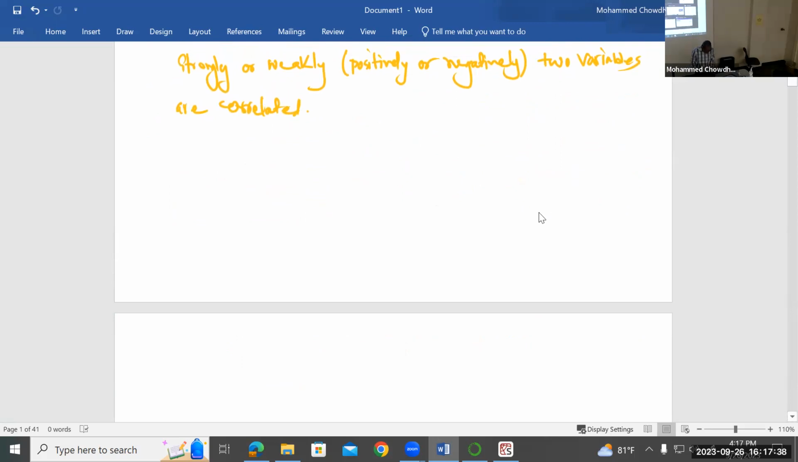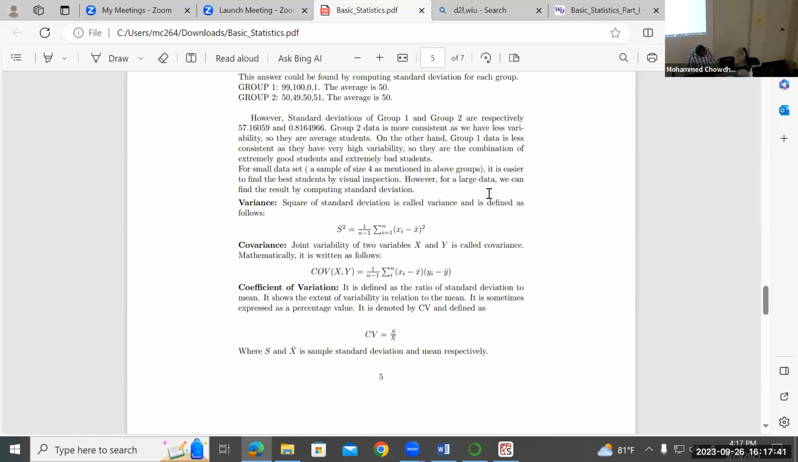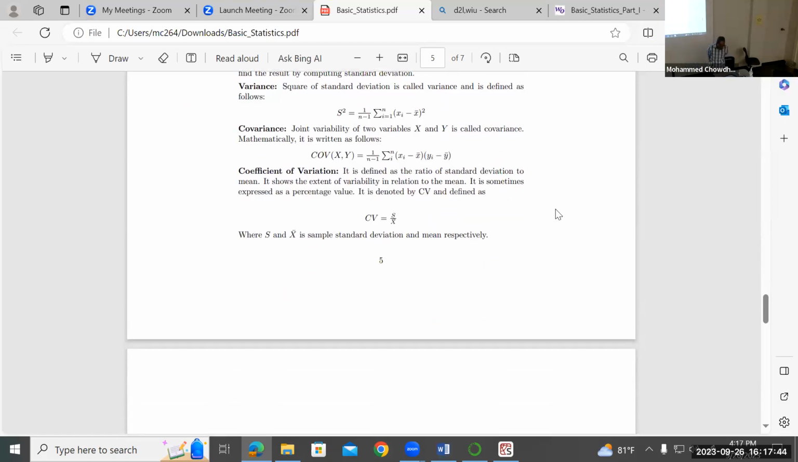After the discussion of covariance, there is another measure known as the coefficient of variation. Sometimes covariance is not enough, because I have a covariance between two variables here and a covariance between two variables here. Those covariances are not enough to measure their relative variability. So that is why the coefficient of variation comes in, in order to express that in a different measurement scale. It is defined as the ratio of standard deviation to mean.